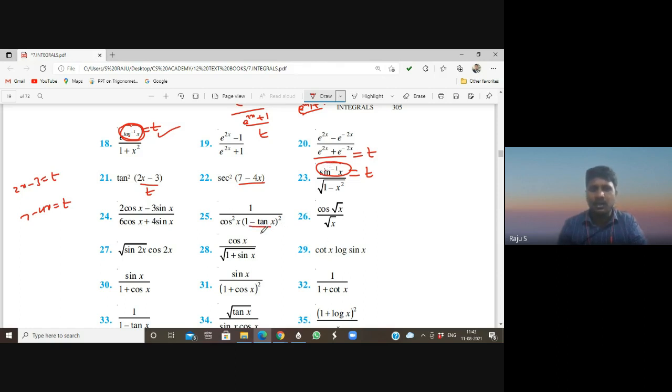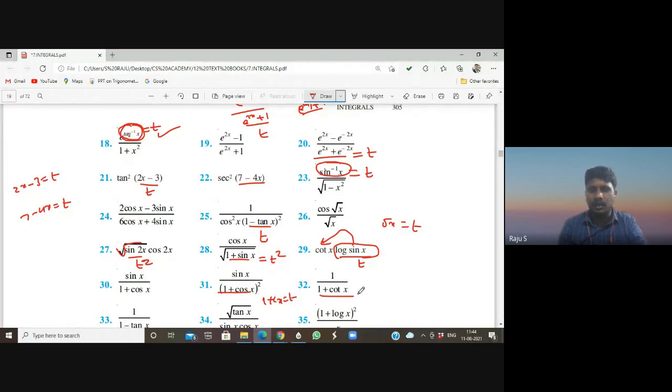Okay, here you can take 1 minus tan x as t, here root x as t, and here sine 2x as t, and under a square root, whatever is there, t or t square, your wish. Sine 2x is equal to t square, here 1 plus sine x is equal to t square, here log of sine x is equal to t. This log of sine x is equal to t, its derivative becomes cot x. And here 1 minus cos x, or 1 plus cos x, is equal to t.